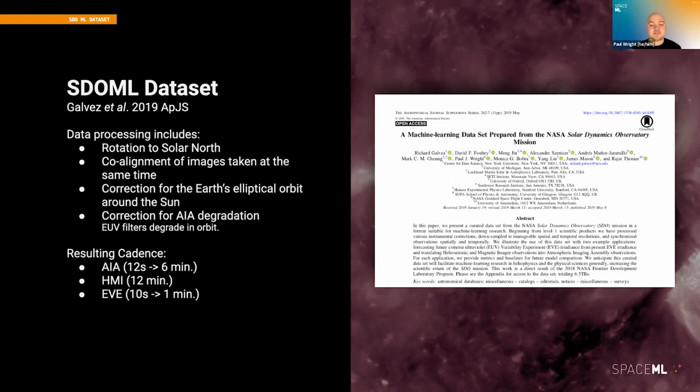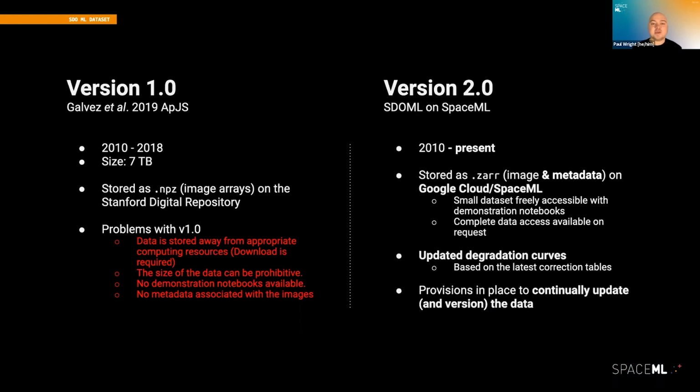The resulting cadence is, we take AIA from 12 seconds to 6 minutes, we leave HMI at 12 minutes, and have EVE data at 1 minute cadence. The 2019 paper provides version 1 of the SDOML dataset. It ranged from 2010 to 2018 and was stored at a size of 7 terabytes on the Stanford Digital Repository. In this case, we only stored the image arrays without metadata.